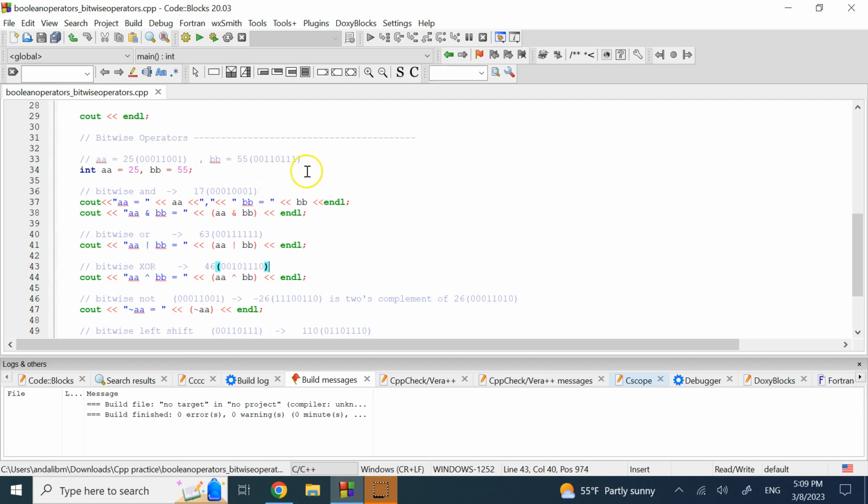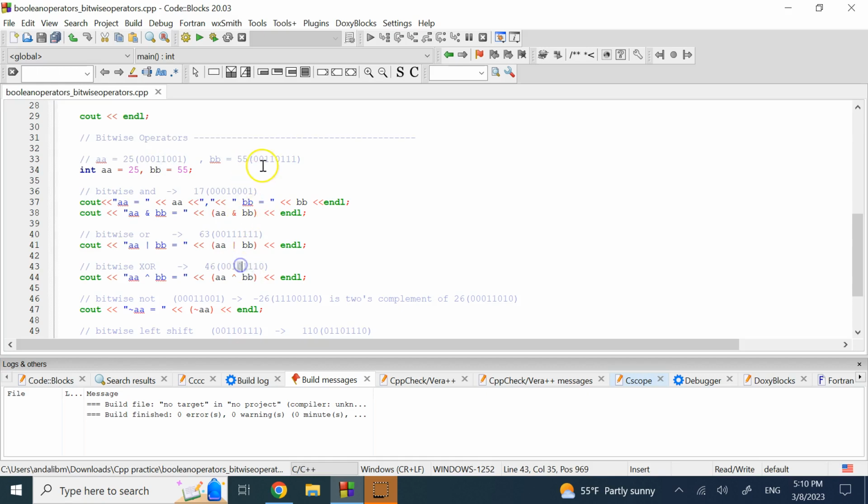And exclusive OR is only 1 if one of them is exactly 1 and the other one is 0. So 1 XOR 0 or 0 XOR 1 is always 1, but 1 XOR 1 or 0 XOR 0 is 0. If you do XOR between this one and this one, then for the first one it's both 1, so XOR is 0. For the second one and third one, only one of them is 1, so the result is 1.